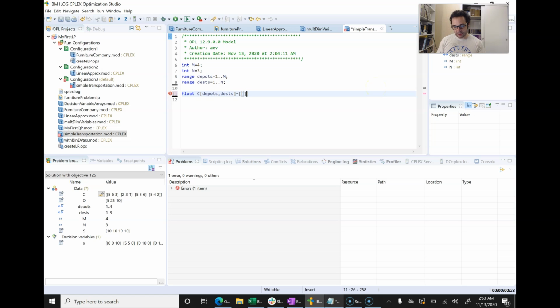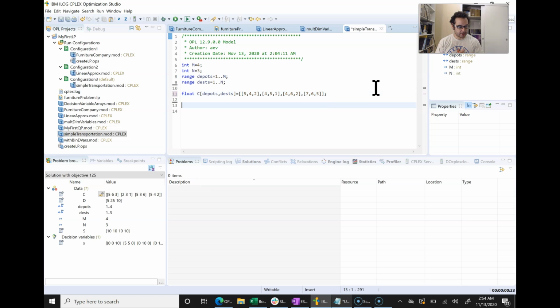All right. So for now, I'm just going to type in a matrix manually. So I'm just going to make up numbers. And again, it's going to be a 4x3 matrix. So I need a few different rows. All right, so we got our cost matrix.